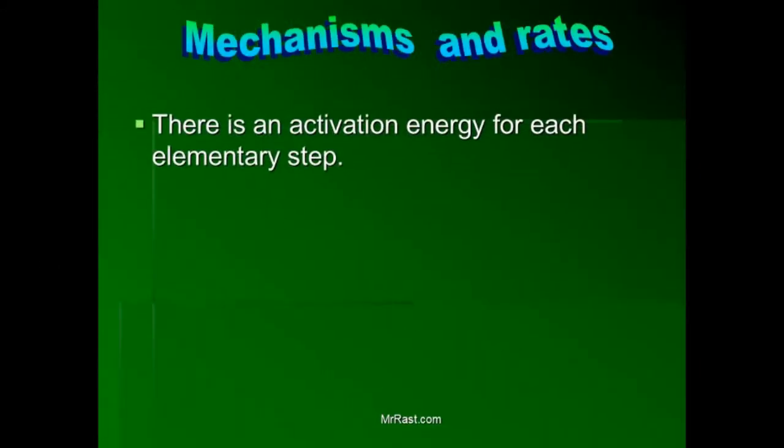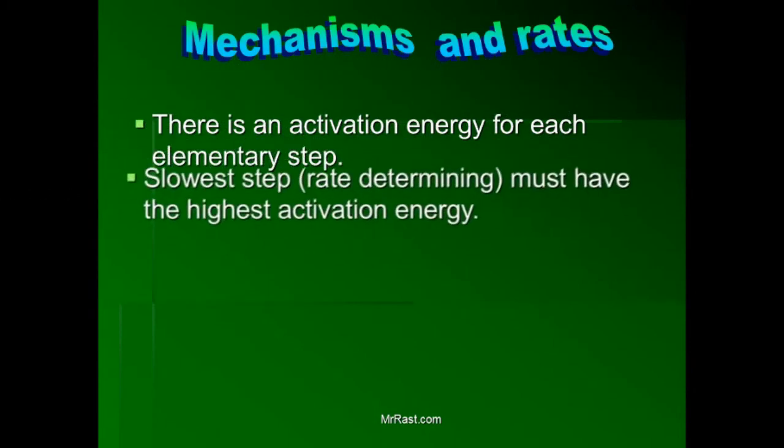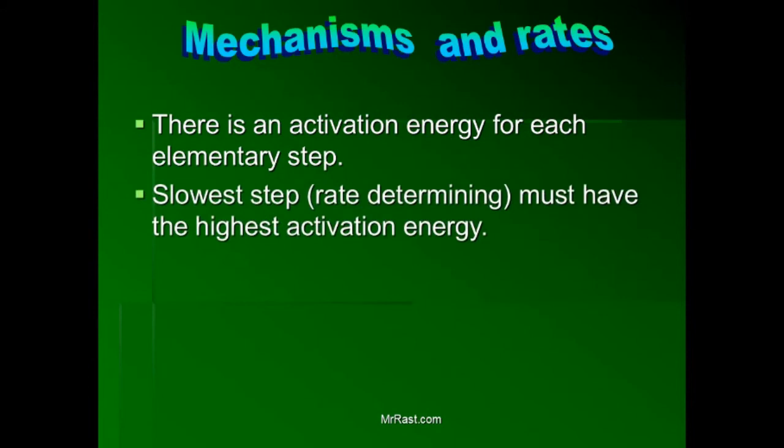So what we're saying here, if you think about that last diagram, is there's an activation energy for each elementary step. Each elementary step has a different activation energy. And it's the slowest step, the hardest one to get over, that is the rate determining step. This will have the highest activation energy. So the highest activation energy will be the slowest step, the least amount of reactants will make it over this step, and this will determine the rate of the formation of the product, which is the rate of the reaction.